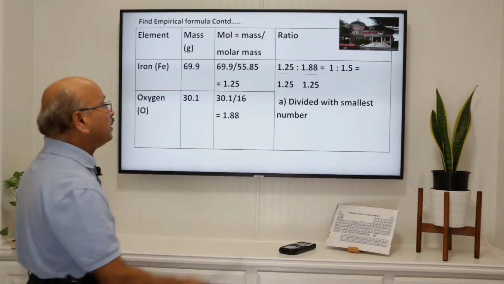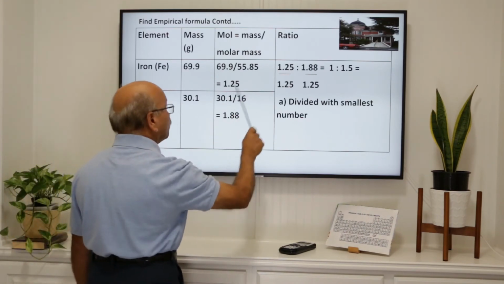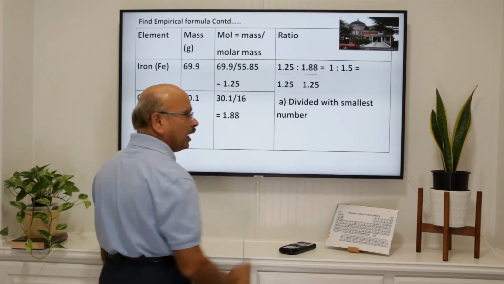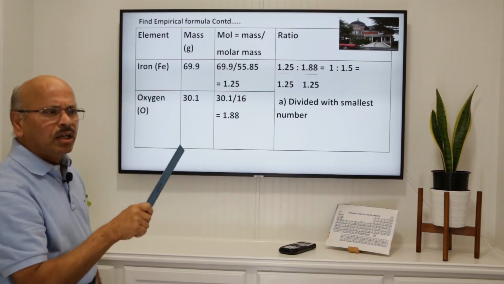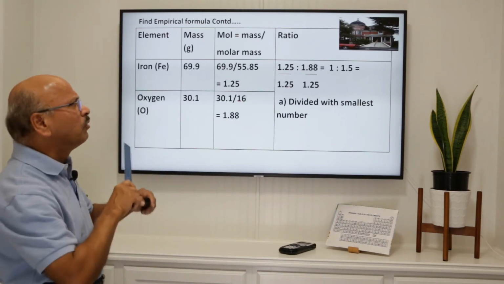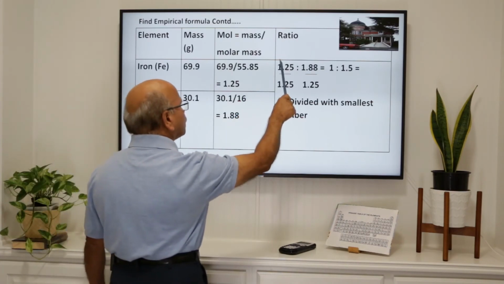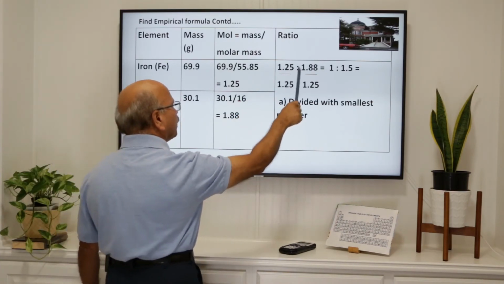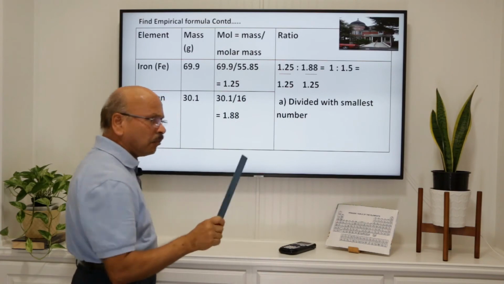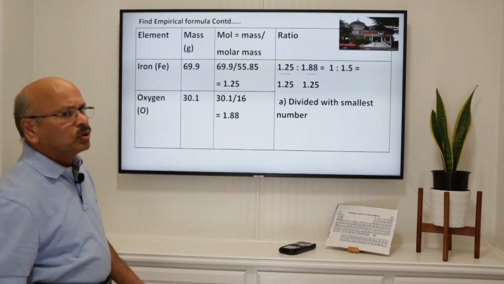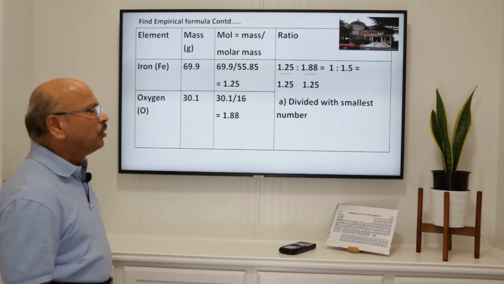Now what? The ratio of these two will be 1.25 is to 1.88. And we already know that to convert them into whole numbers, we have to divide by what? The lowest number. The lowest number is 1.25. So divide 1.25 by 1.25, and 1.88 by the same number. You cannot change the number, because we need to keep the value of the ratio.